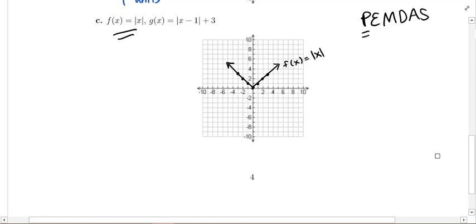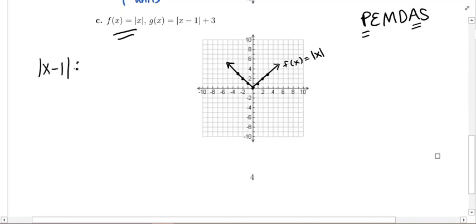So parentheses always comes first. Here you're going to do the transformation that involves the x minus 1 being trapped in absolute value symbols first. And then because you're adding 3 outside of the absolute value symbols, that's addition. Eventually you will do that. So we're going to do the minus 1 first, and then we will handle the plus 3 after.